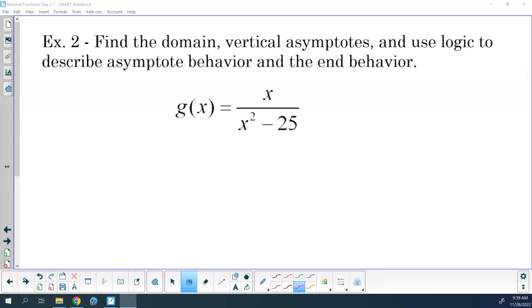Here is another problem. This is the last example from video number 1. So do this problem, pause the video and then come back and see the answers.